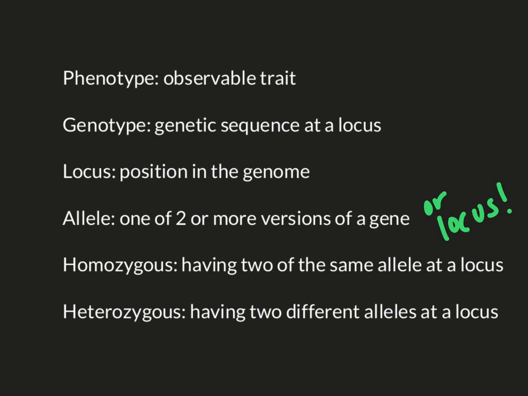And in a diploid organism, that is an organism that has two copies of a gene, each one on a homologous chromosome that they inherited from either parent, we use the word homozygous to refer to the situation where the individual has two of the same allele at that locus. And we use the term heterozygous to refer to the condition where the individual has two different alleles at a locus.